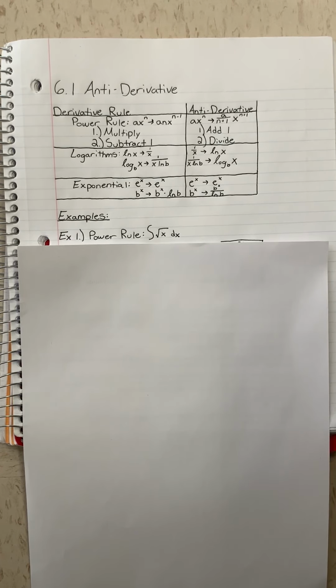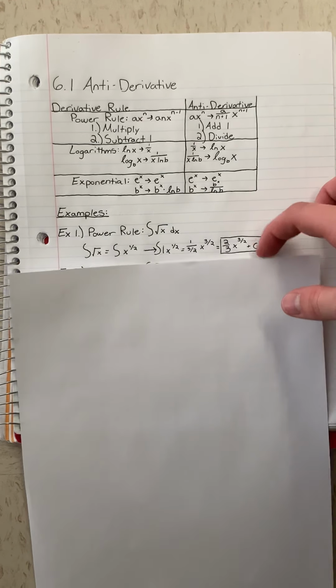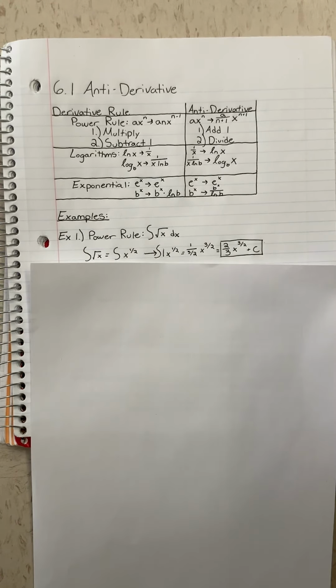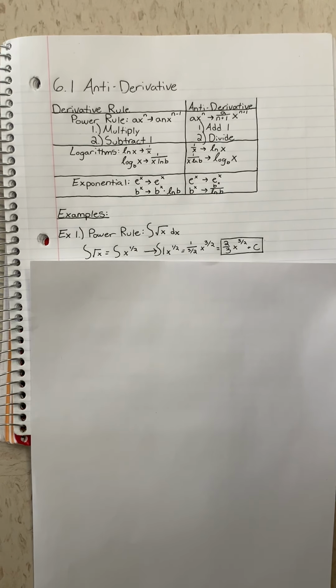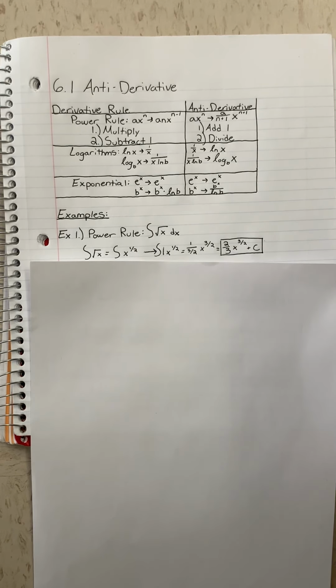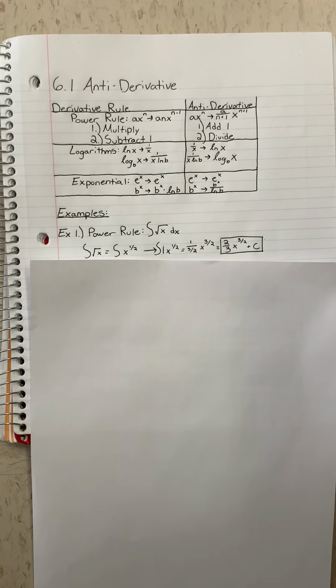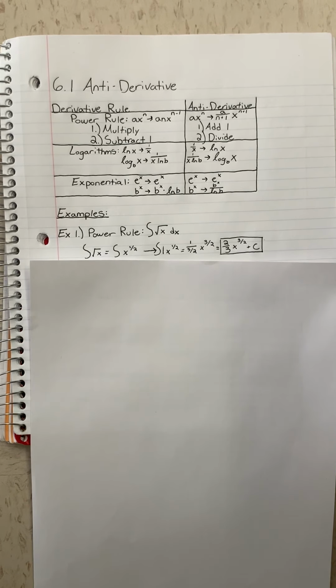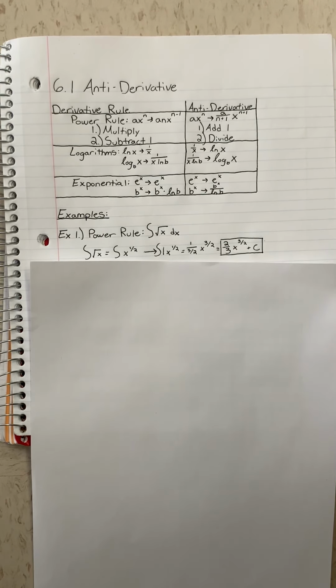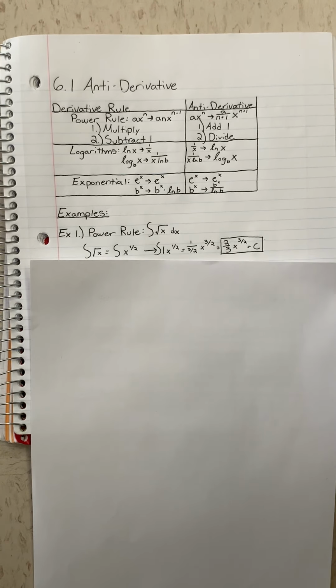So we have one example, which is the power rule: the integral of the square root of x. For the square root, we just change it to x to the 1/2, and then we add 1 to the 1 over 2, which becomes 3 over 2, and then we divide by 3 over 2. So the answer will be 2 divided by 3, x to the power 3 over 2 plus c.